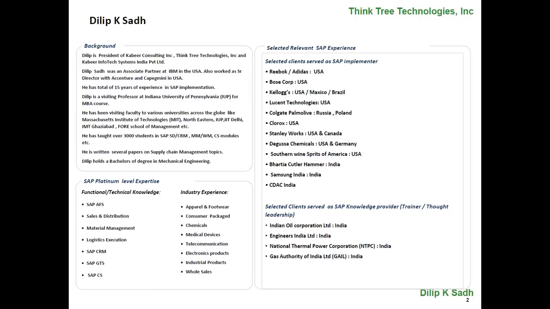In the past 15 years of my SAP implementation experience, I have worked with various companies. Some of the companies where I implemented SAP are Reebok, Bose, Carlyle, Lucent, Colgate-Palmolive, etc. I'm the president of Kabir Consulting, Think Tree Technologies, and Kabir Infotech.